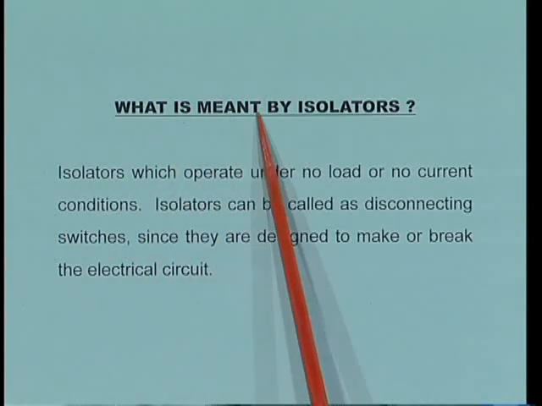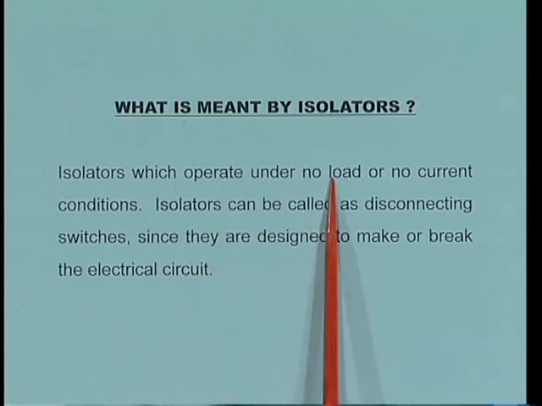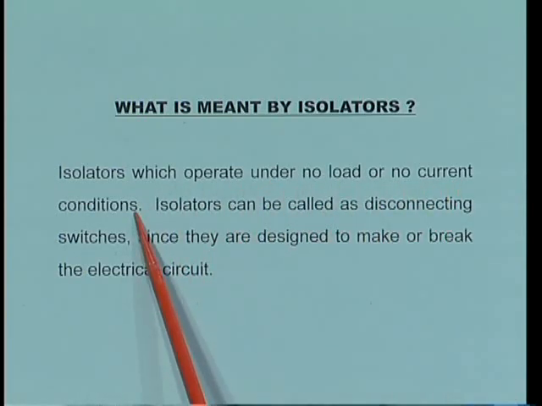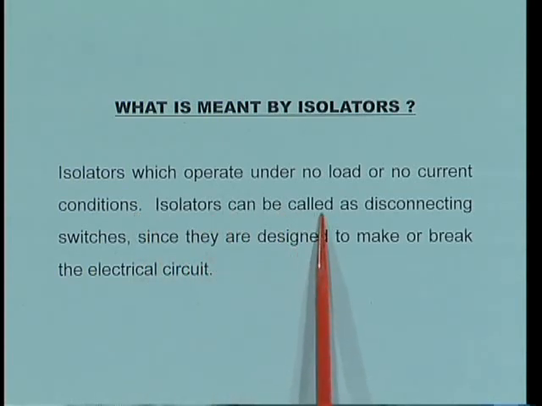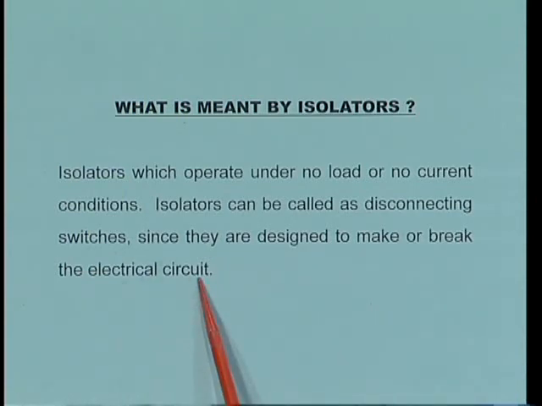Whenever we want to receive the supply, we close the isolator. Once you close the isolator, the supply comes. If you disconnect it, the supply goes. So what is it doing? It is making the circuit, and it is breaking the electrical circuit. Let us see their definition. What is meant by an isolator? Isolators operate under no load or no current conditions. Isolators can be called disconnecting switches, since they are designed to make or break the electrical circuit.